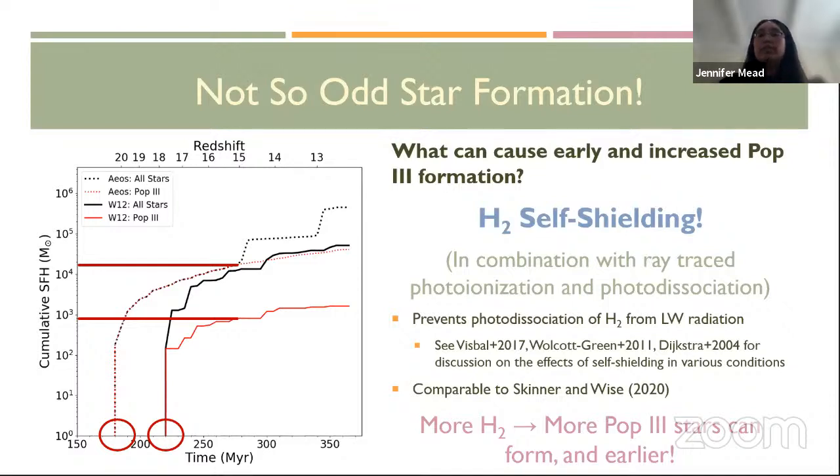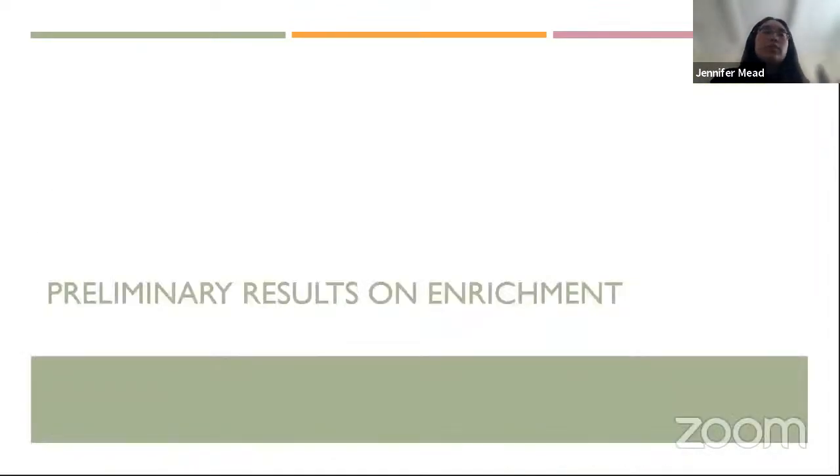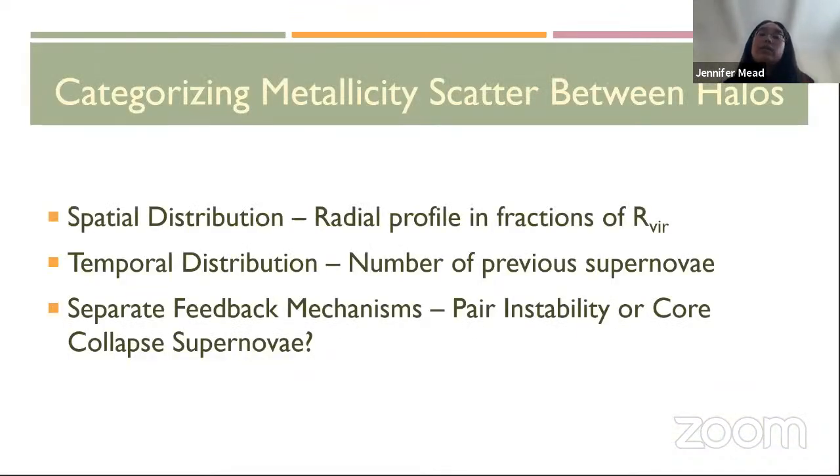in our simulation. So now that we've shown that the star formation results that we're getting are actually not odd, we can then go and look at the metallicity scatter for our POP3 stars, or produced by our POP3 stars, in halos of our simulation. And we do this in 3 dimensions.